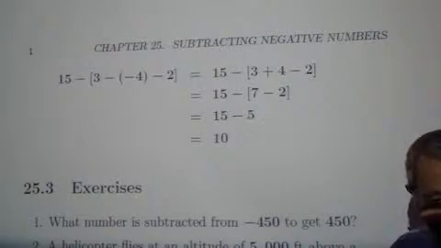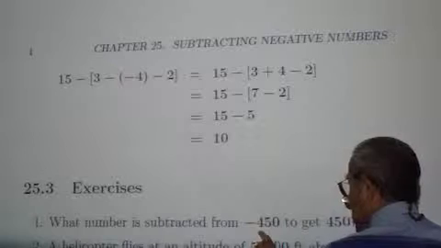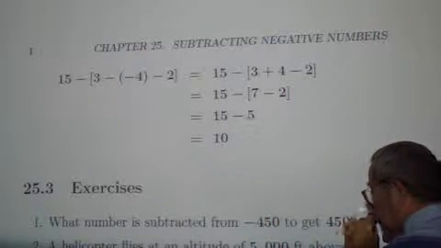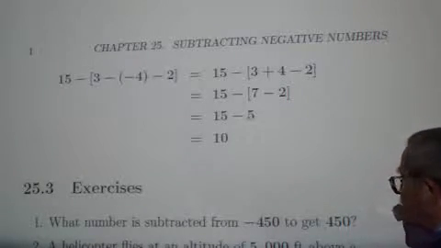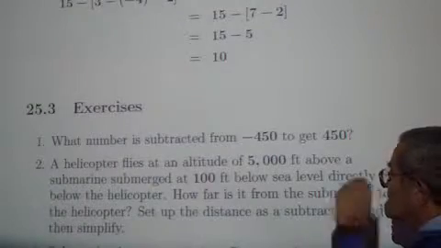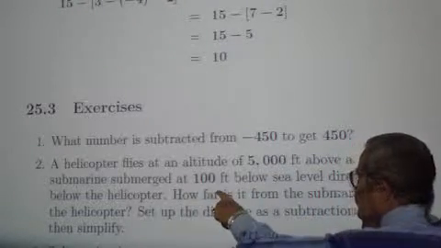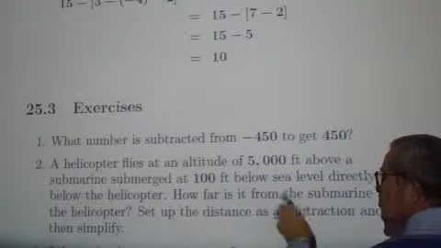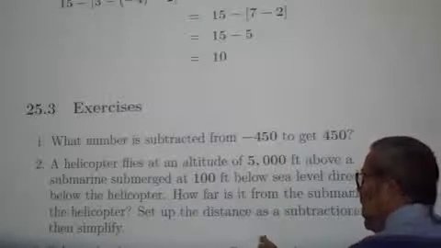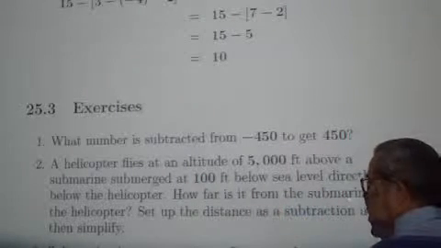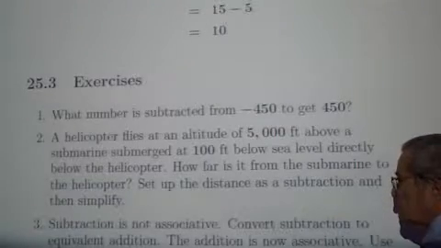Then I have a set of exercises. What number is subtracted from negative 450 to get positive 450? Okay? Number subtracted from negative 450. A helicopter flies at an altitude of 5,000 feet above a submarine submerged at 100 feet below sea level, directly below the helicopter. How far is it from the submarine to the helicopter? Okay. Use a subtraction to get the answer.